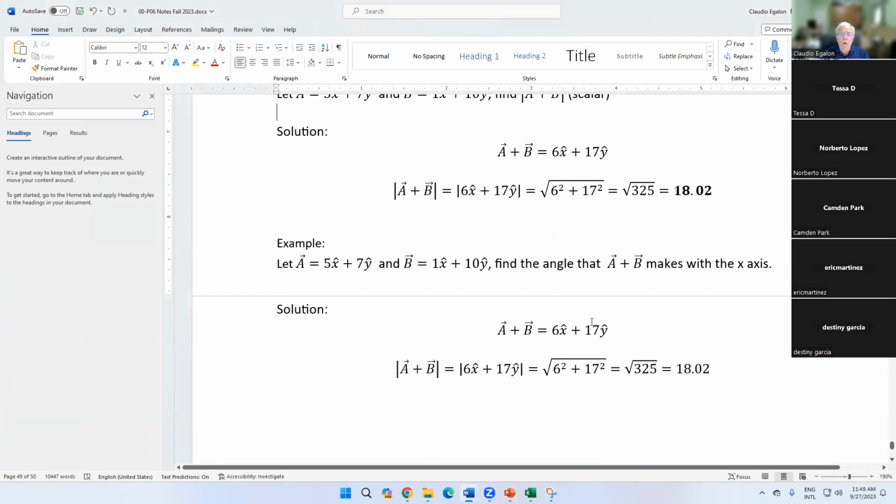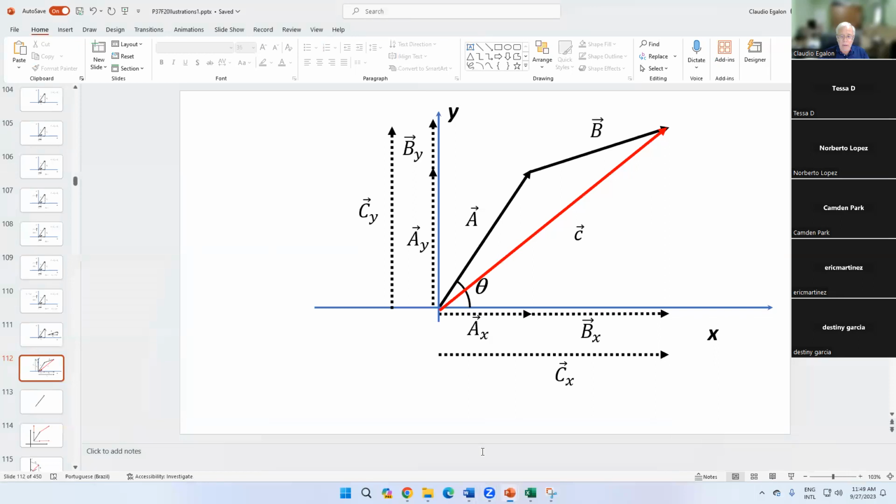One has a component of 6 along the x-axis. The other has a component of 17 along the y-axis, right? 6 and 17. I want to know this angle here. So the 17 divided by 6 is going to be the tangent of theta prime, right? I'll call that theta 2 prime.